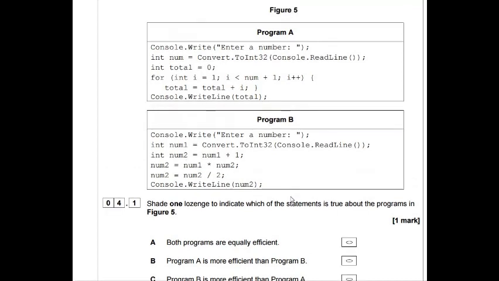A. Both programs are equally efficient. B. Program A is more efficient than program B. C. Program B is more efficient than program A.